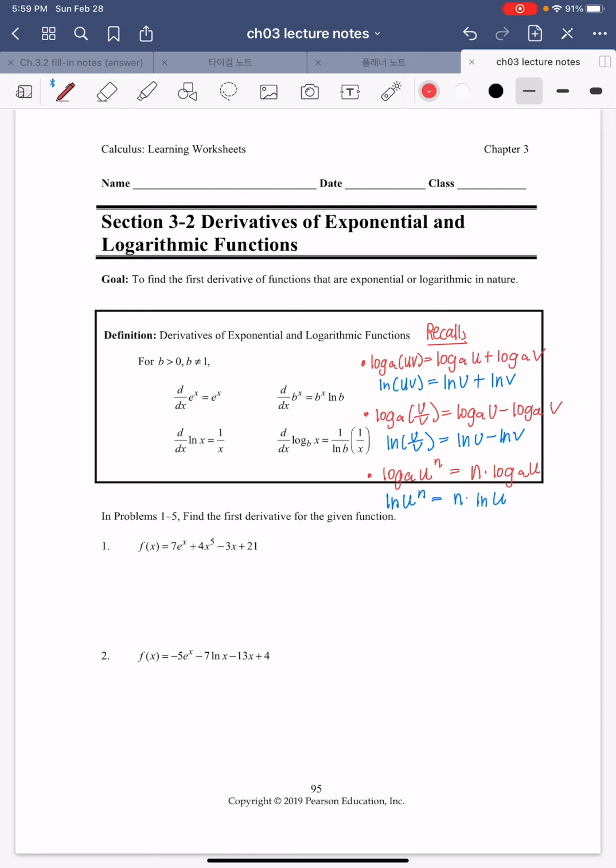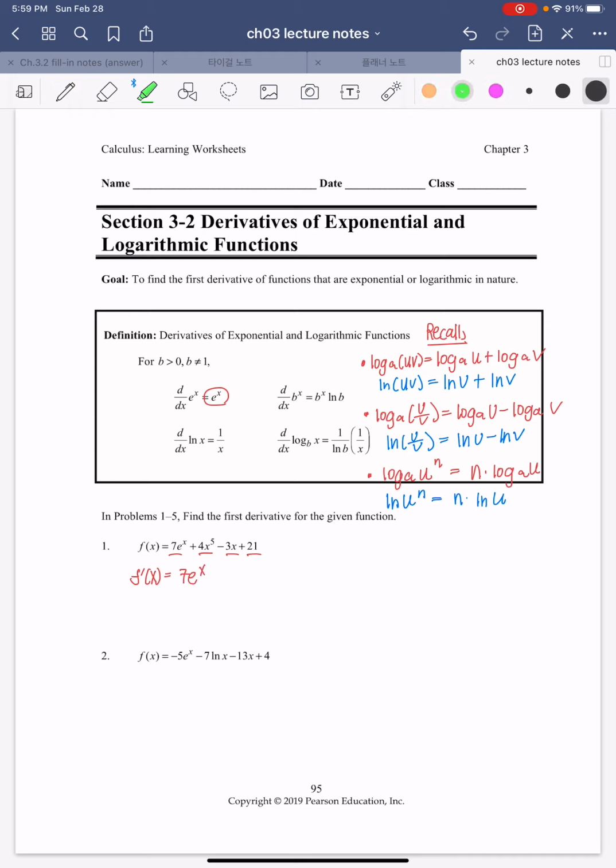Okay, so let's do a first problem. Now, first problem, you have 1, 2, 3, 4 terms. So we will take derivative term by term, looking at one term at a time. All those derivative rules, in terms of quotient rule, chain rule, product rule, all those apply that we learned from chapter 2. Okay, so first one, 7 times e to the x. Well, derivative of e to the x is just e to the x. So first one, we have 7 e to the x.